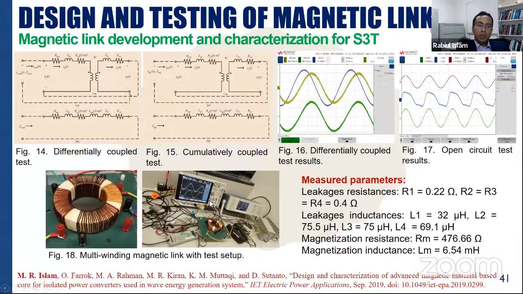And then the next question is, in order to use this type of magnetic link in the power converter, we definitely need the parameters. That means inductance, leakage inductance, and those coupling parameters need to be properly calculated before using that magnetic link with the power converter.